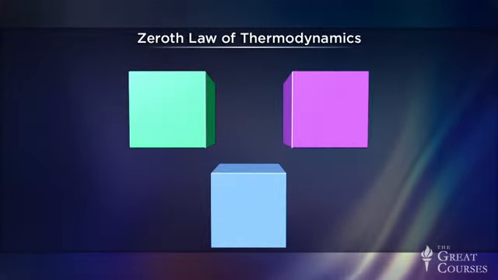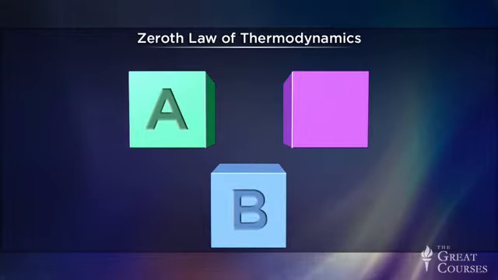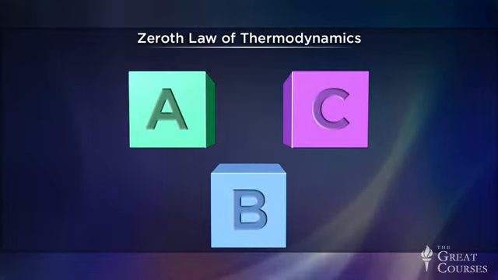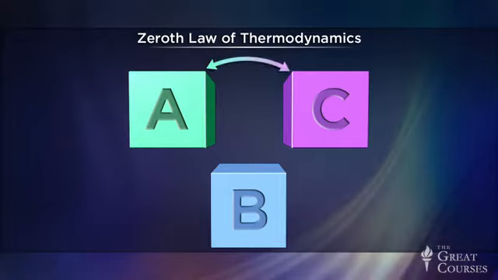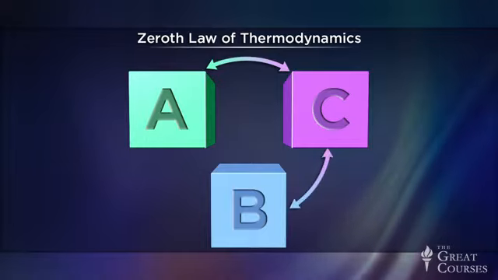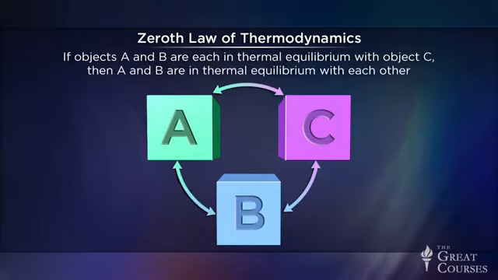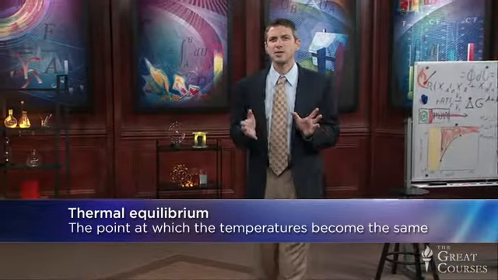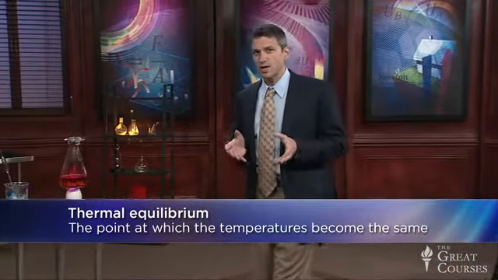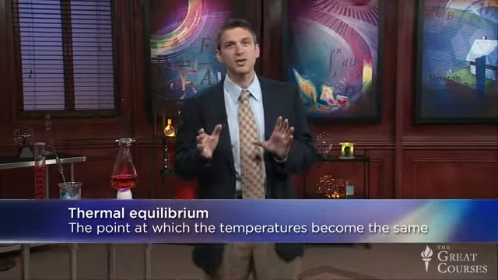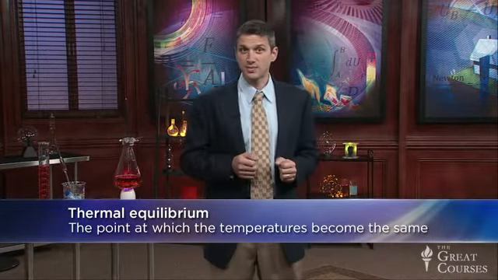Imagine we have 3 objects. Let's call them object A, object B, and object C. Now, let us place object A in contact with object C. And let us also place object B in contact with object C. The 0th law of thermodynamics states that if objects A and B are each in thermal equilibrium with object C, then A and B are in thermal equilibrium with each other. Equilibrium here means the point at which the temperatures become the same. And it's a concept I'll go into much more deeply in the next lecture.